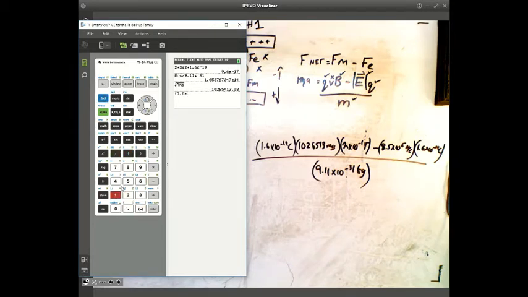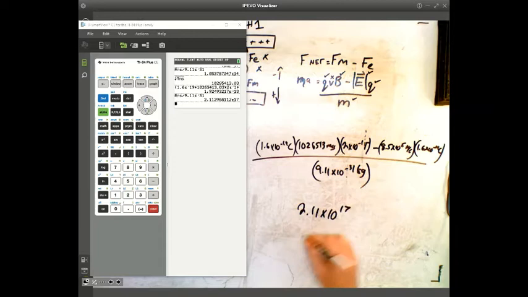1.6 times 10 to the negative 19 times my answer from before times 2 times 10 to the negative 1. And then we're going to subtract 8.5 times 10 to the 5 times 1.6 times 10 to the negative 19, and then divide that all by the mass of the electron. It should be a big acceleration because it's an electron, so having a big one is not strange. And we get 2.11 times 10 to the 17. So 2117 is the answer that they're looking for.